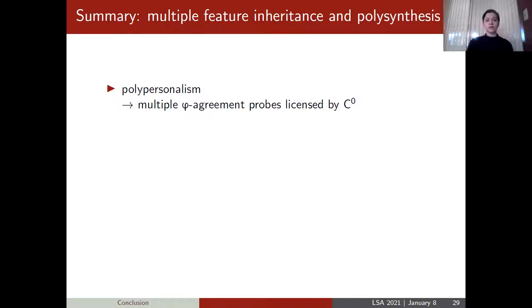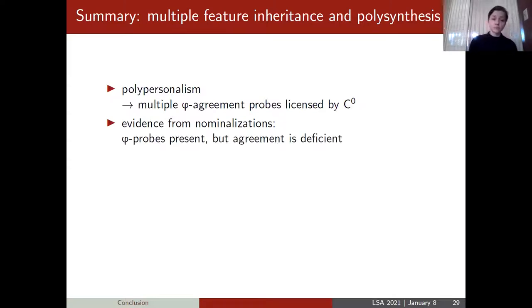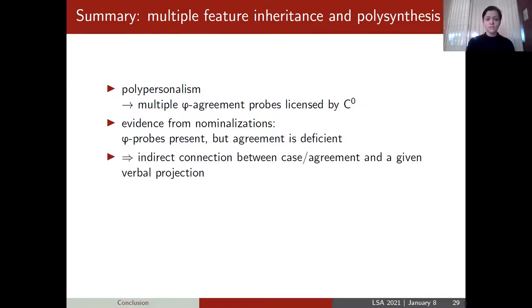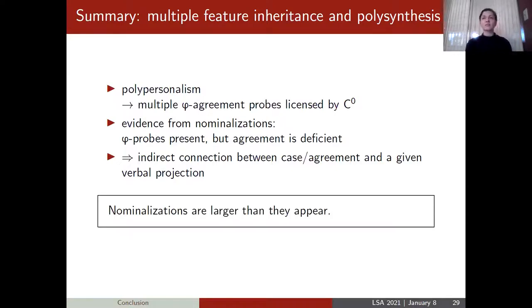All right, wrapping up quickly. What I've argued for is that you have multiple phi agreement probes licensed by C in a language with polypersonalism. Evidence for this comes from nominalizations, where you have phi probes present in the structure, but agreement is deficient. This in turn suggests that there's an indirect connection between case, agreement, and a given verbal projection. For example, little v assigns ergative case and agrees in ergative agreement only in the presence of C, not by itself. So you can't conclude anything about the size of a structure just by the absence of a particular agreement relation. For West Cashin in particular, that means that nominalizations are larger than they might first appear to be.